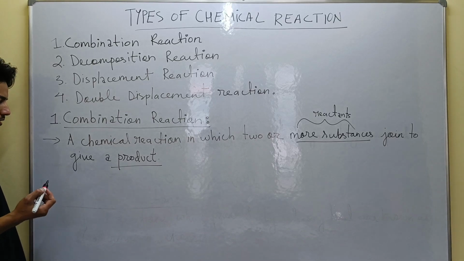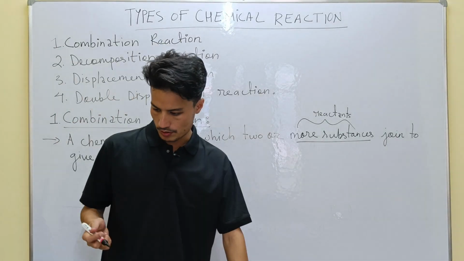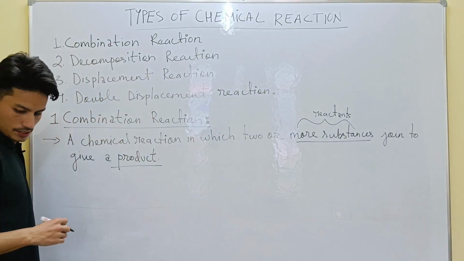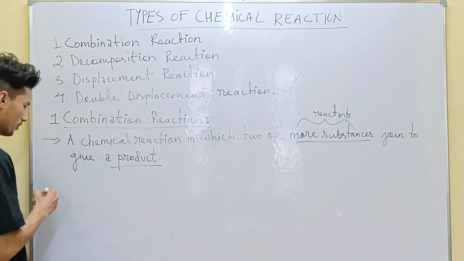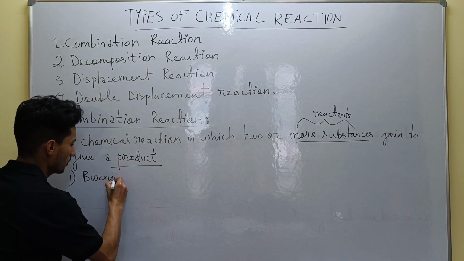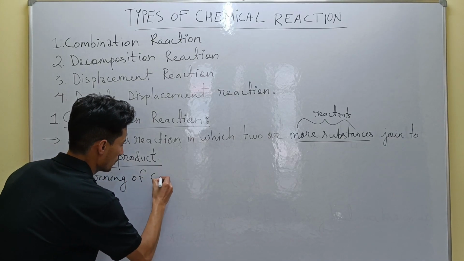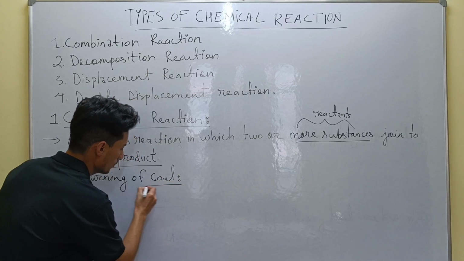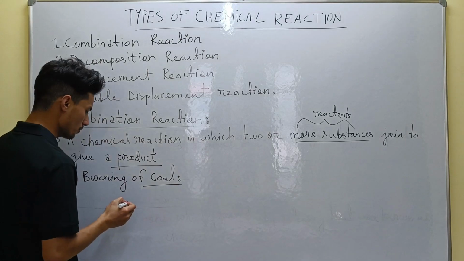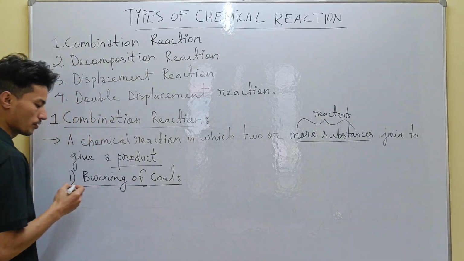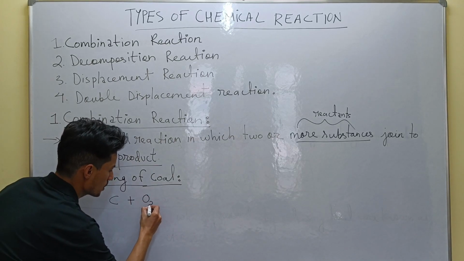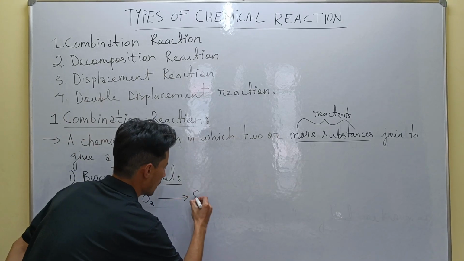Now let us discuss some examples from the textbook. I have your textbook here with me. Burning of coal is one example given on page 7. Burning of coal is an example of combination reaction. Coal is a fossil fuel, and we are running out of fossil fuels, so we have to use fossil fuels judiciously. So carbon plus oxygen gives carbon dioxide.